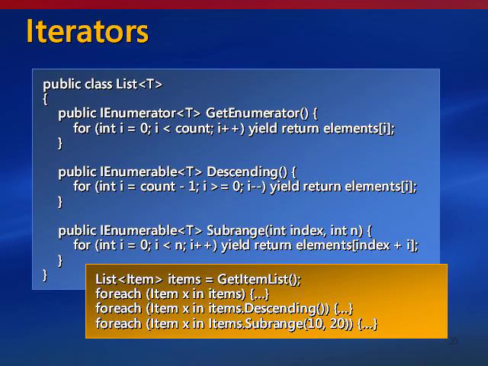But sometimes I want to foreach in descending order, or I want to foreach on a subrange, and by writing iterators, I can do that. Now I get to write nice code like this, where I say foreach x in items, or foreach x in items.Descending, or foreach x in items.Subrange(x, y). And thank you. So that's basically what iterators do.